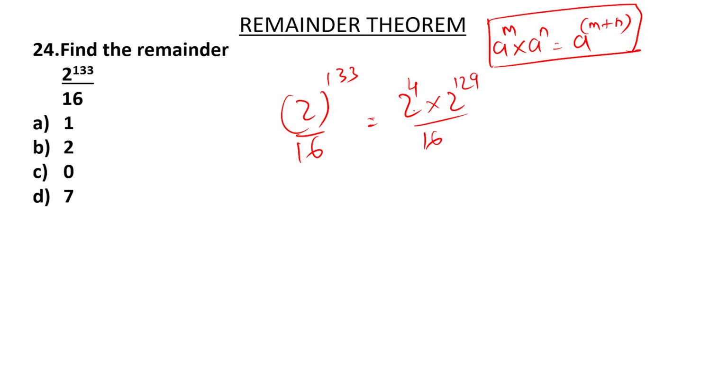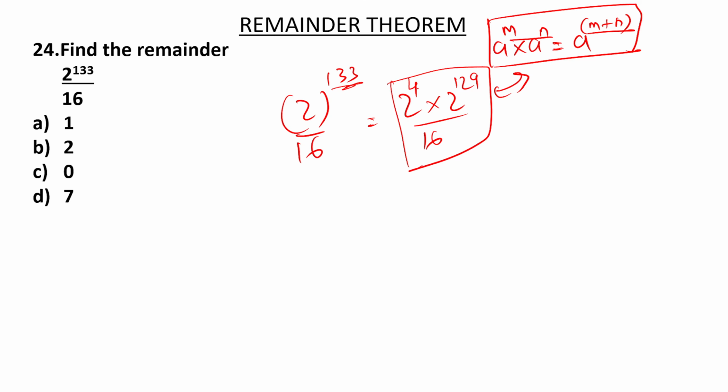As you can see, 2 into 2 power. This is m and this is n. These are both a's. So in this way, I wrote it like this so that you can understand how it worked. If we were to combine it like this, we'll get a power m plus n. That means 4 plus 129, 133.